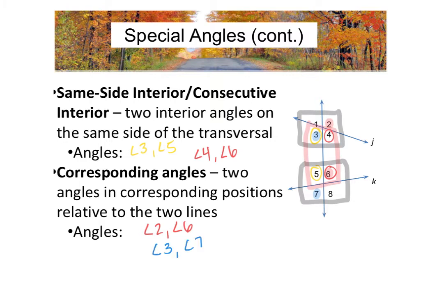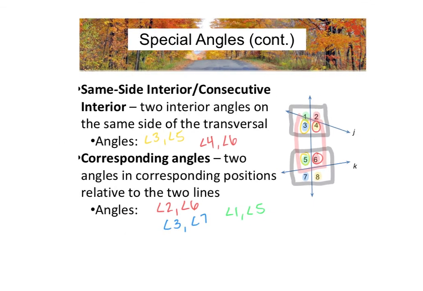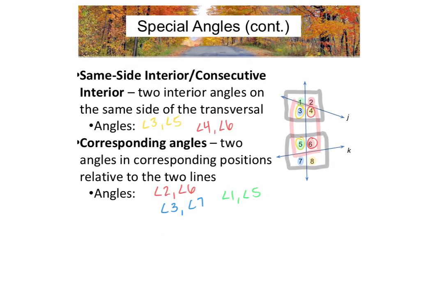angles. Alright, let's take a look at 1. Top left would be angle 5. So angle 1 and angle 5. And then lastly, let's take a look at 4. That corresponds to 8. So angle 4 and angle 8.